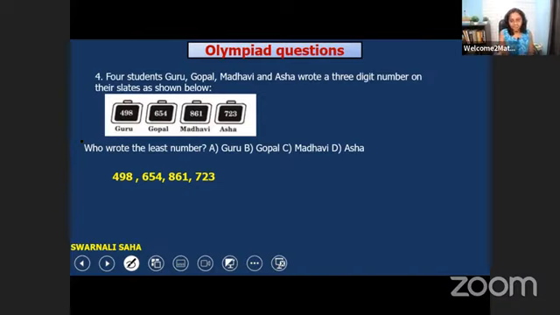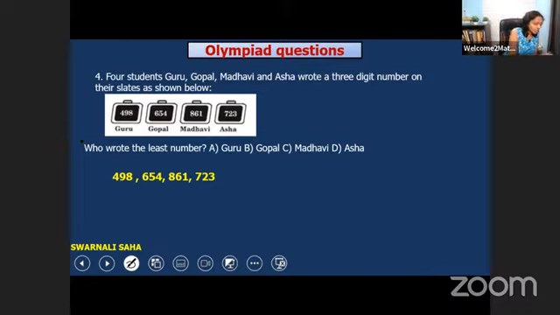So how to compare the numbers? You know how to compare the numbers? We have to compare the digits from the highest place. Okay, so here you see all the numbers are 3-digit numbers. So we have to compare the 100 place.